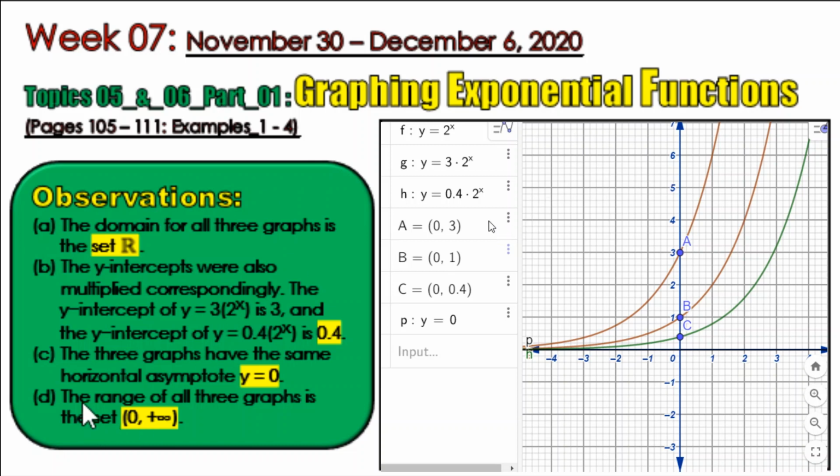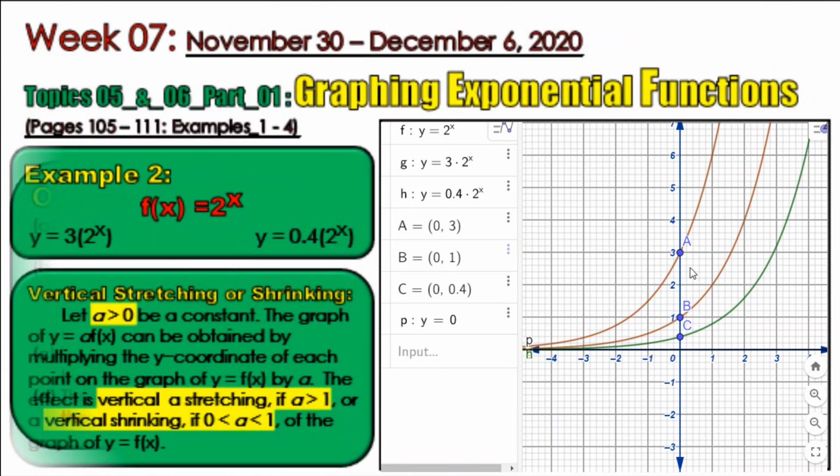And we have also the range of all three graphs is the set of y such that y is greater than 0. Okay, so if you can see, our three graphs are found on quadrants 1 and 2, where the y coordinates of the points found in quadrant 2 and quadrant 1 are all positive or greater than 0. Okay, so such that your range will be a set of y such that y is greater than 0.